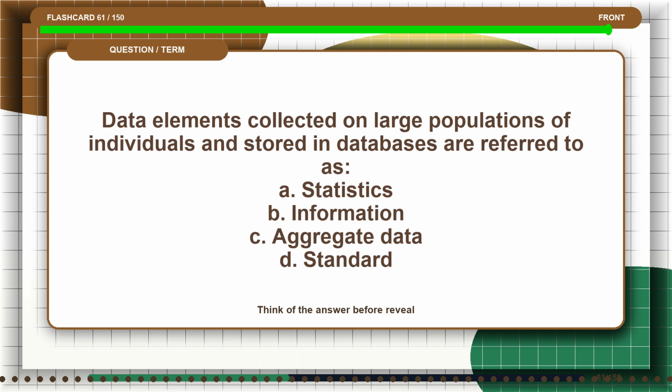Flashcard 61. Data elements collected on large populations of individuals and stored in databases are referred to as A. Statistics B. Information C. Aggregate data D. Standard. Think of the answer before the reveal.